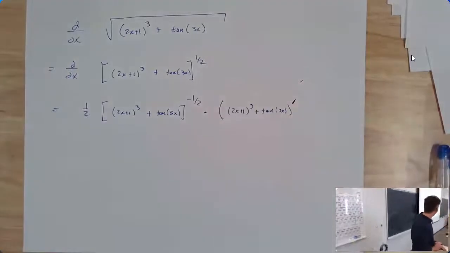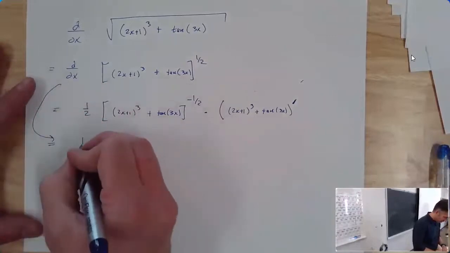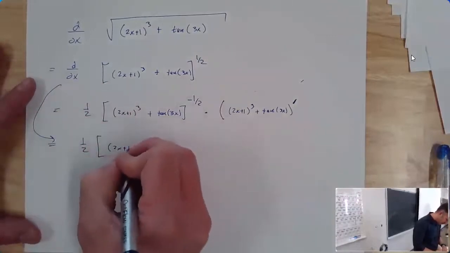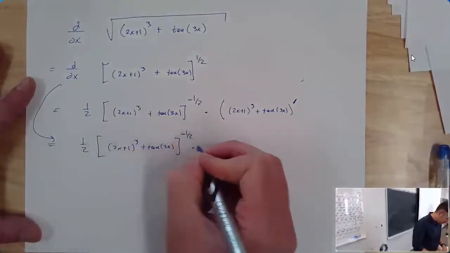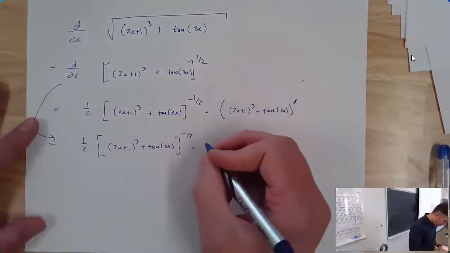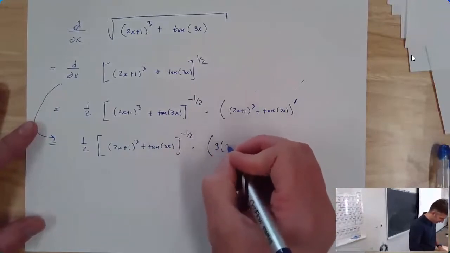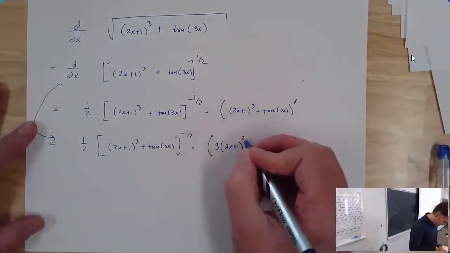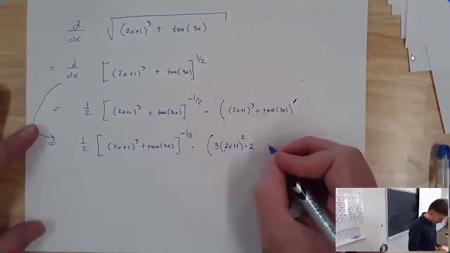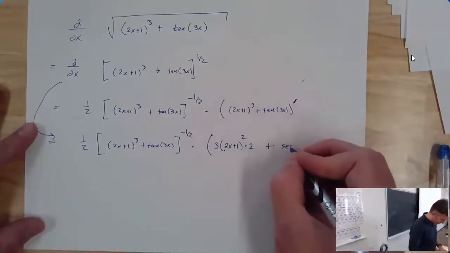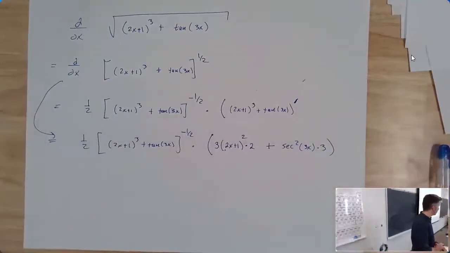So I know I have to take the derivative, and then I'm just going to do it. So then I would have really just jumped down to this step and said, okay, it's 1/2 times my stuff to the negative 1/2 times the derivative of this stuff. So the derivative of 2x plus 1 to the third is 3 times my stuff to the second times the derivative of the inside stuff, which is 2. Plus the derivative of tangent of some stuff is secant squared of that stuff times the derivative of that stuff.